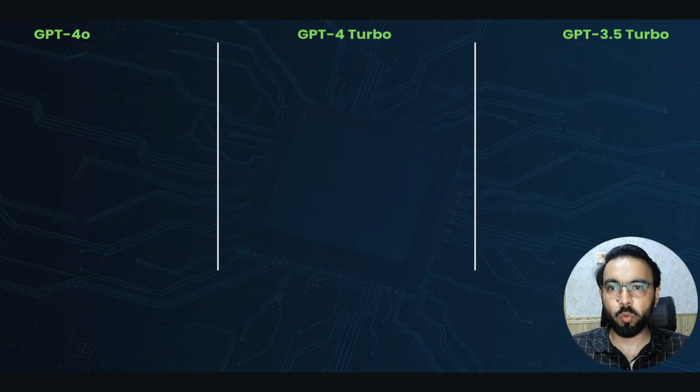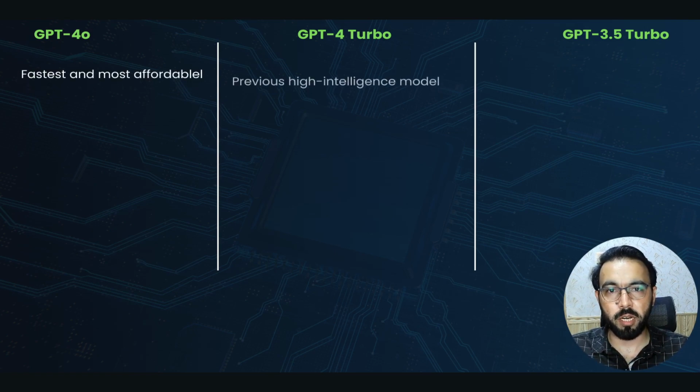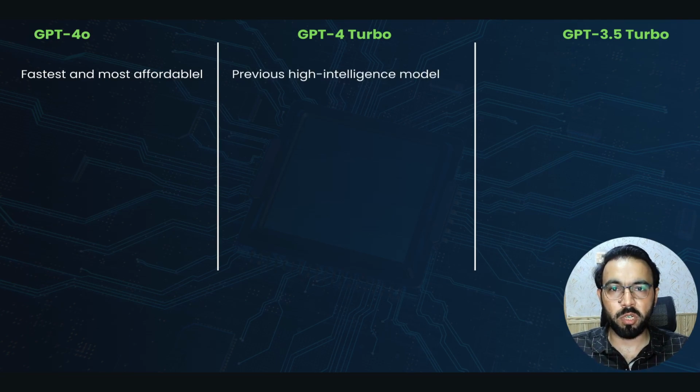Now let's do some quick comparison among all these different GPT models, which are 4o, 4 Turbo and 3.5 Turbo. 4o is the fastest and most affordable. GPT-4 Turbo is the previous model, which came before GPT-4o. It's a high intelligence model. 3.5 is fast and inexpensive for simple tasks.